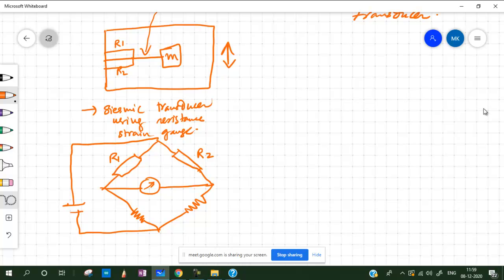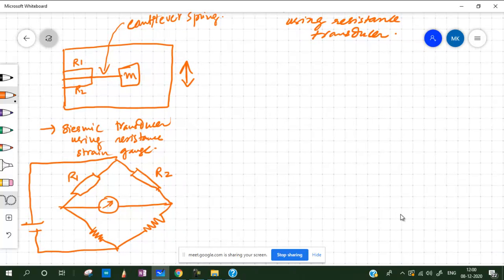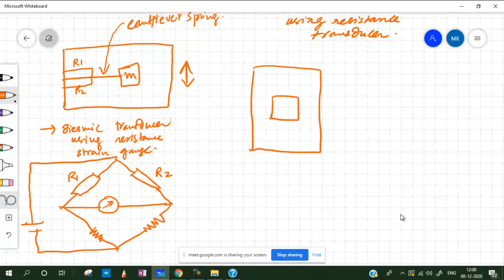Okay. And then we also have one more arrangement in which we directly mount a mass on the strips, like this. So we put again strain gauges here. Okay. So let's say this is 2 strain gauges: 1, 2, 3, 4, 5, 6, 7, and 8.